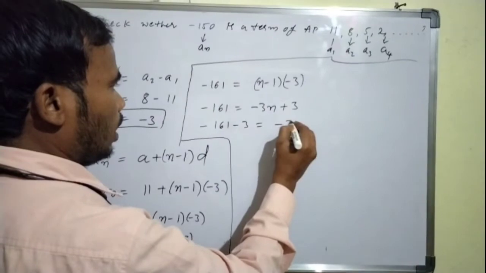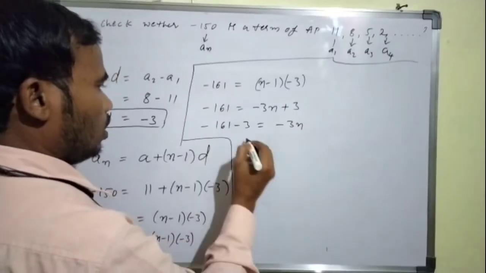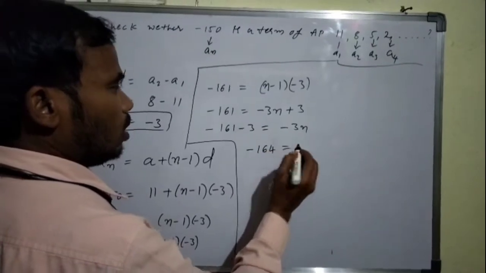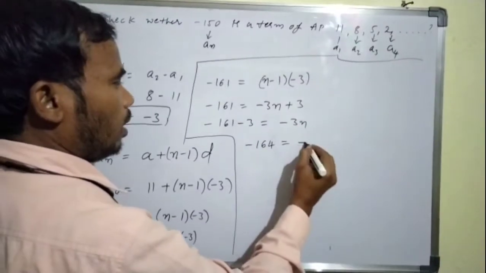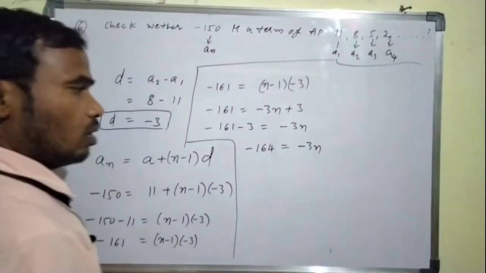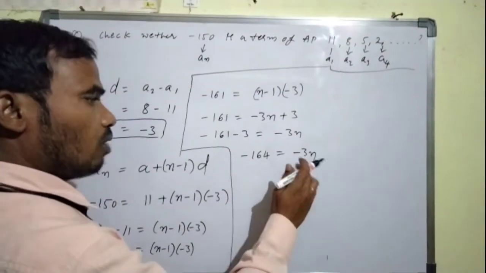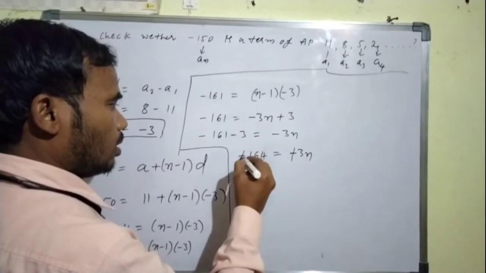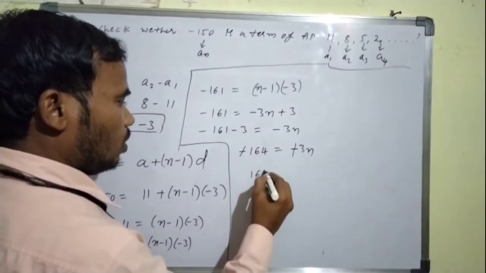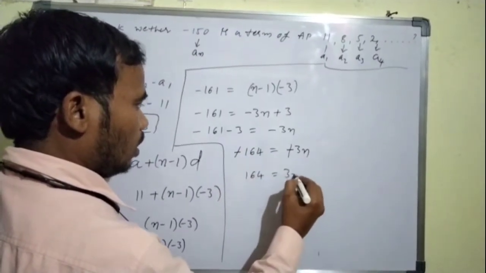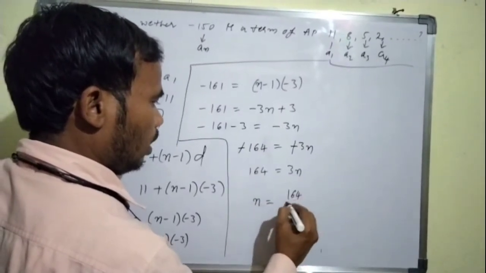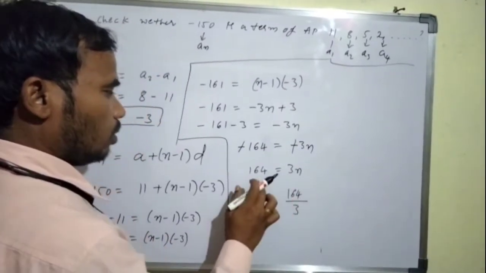So on the right side only minus 3n is there, and on the left, minus 164. Now we are finding the n value. Left side minus, right side minus, cancel. So 164 is equal to 3n. So n is equal to 164 by 3.